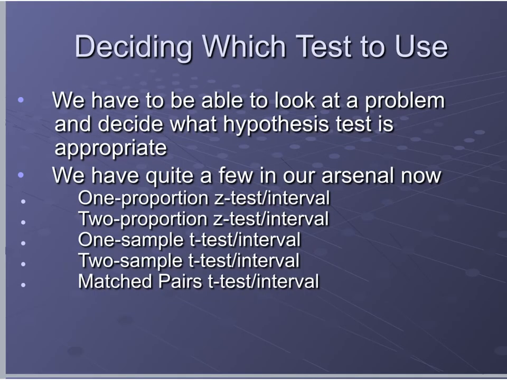So now that we've done 5 different tests, the question is, how do you decide which test to use? We have 5 tests in our arsenal: the 1 proportion z-test and interval, the 2 proportion z-test and interval, the 1 sample t-test and interval, the 2 sample t-test and interval, and the matched pairs t-test.